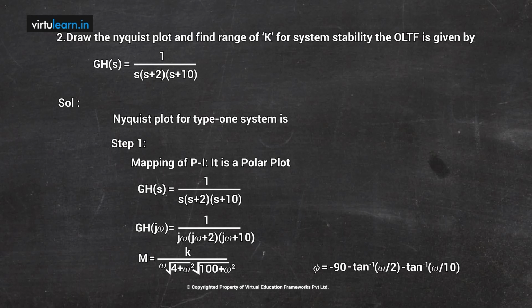Write the magnitude expression. M is k / (ω √(4+ω²) √(100+ω²)). Then you can write the phase angle expression. For jω in the denominator it is 90, therefore the phase is −90° − tan⁻¹(ω/2) − tan⁻¹(ω/10).